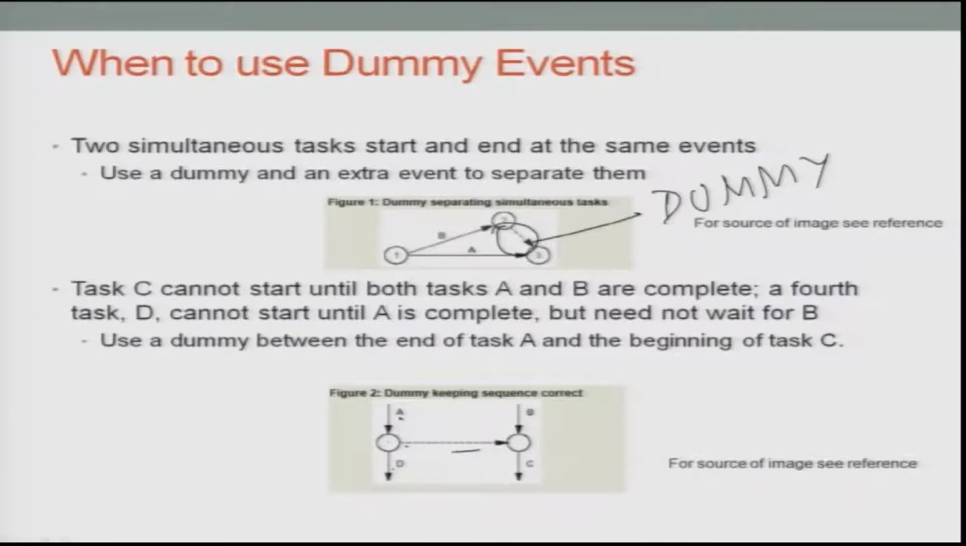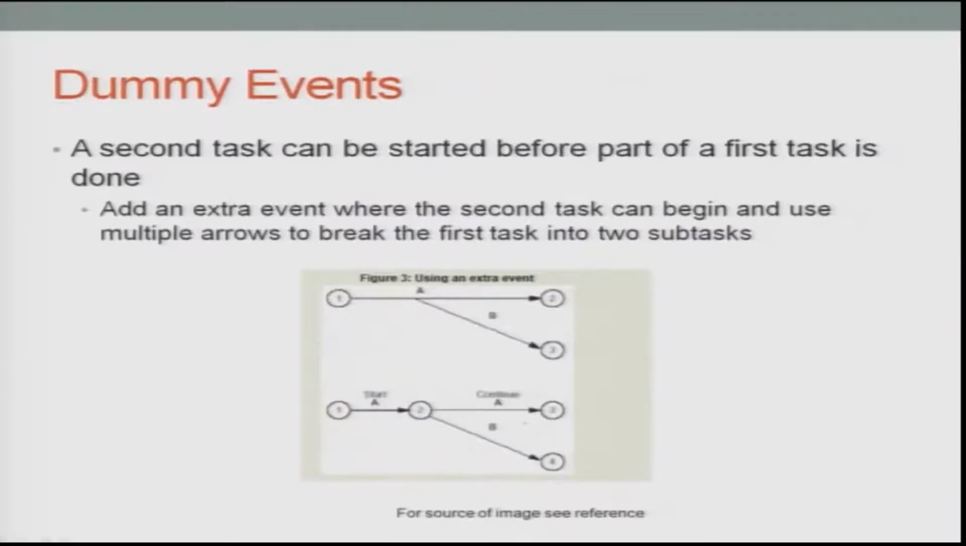So, as shown in this slide and the bottommost diagram, dummy events allow you to continue further, or a second task can be started before part of the first task is done. So, what you do is add an extra event when the second task can begin and use multiple arrows to break the first task into 2 subtasks.